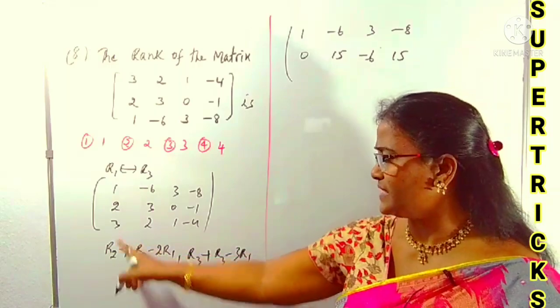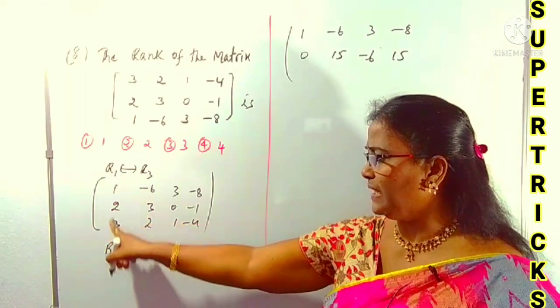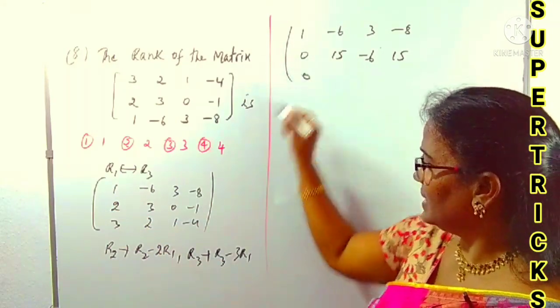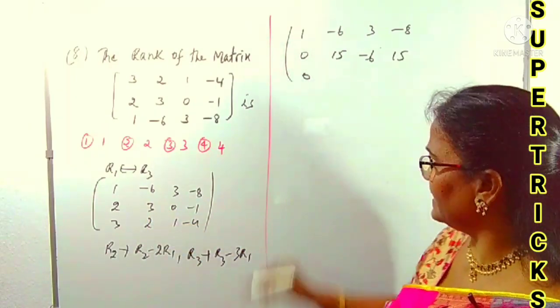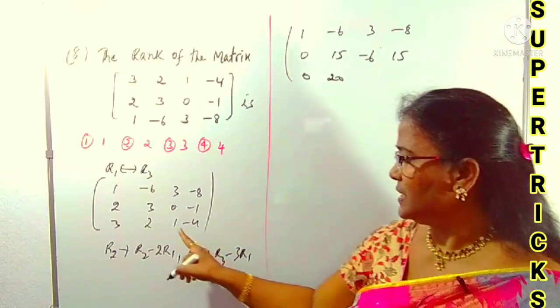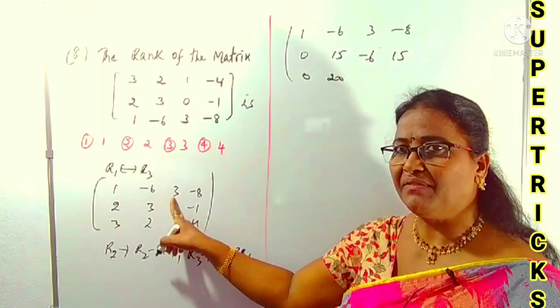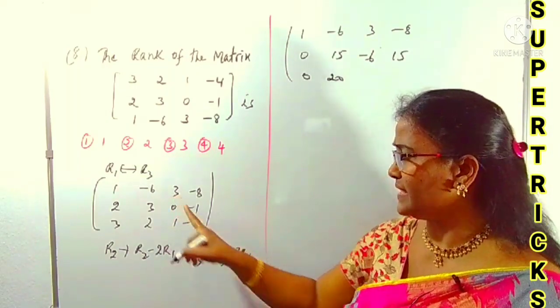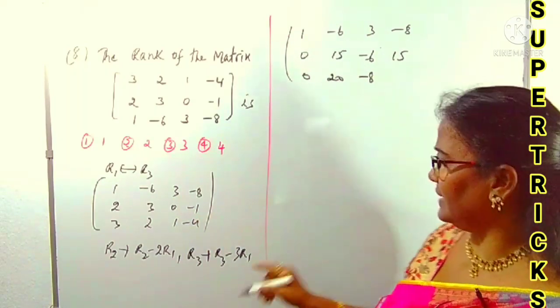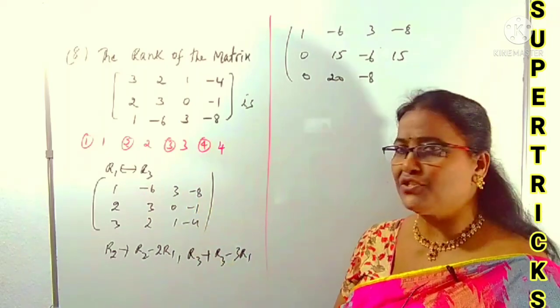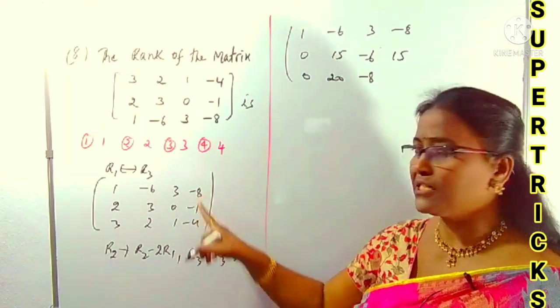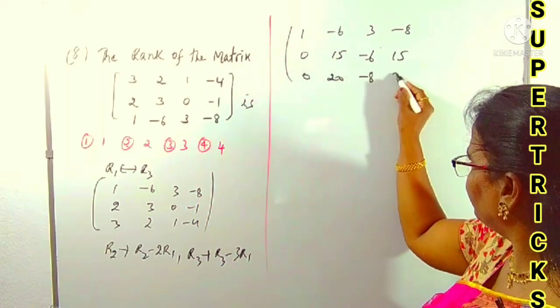Right, next the last one. It is multiplied with 3. 3 minus 3 is 0. 3 sixes are 18. 2 plus 18 is 20. Here 1 is there. This is multiplied with 3: 3 threes are 9. 1 minus 9 is minus 8. Then minus 4 with 3 eights: 3 eights are 24. Minus 4 plus 24 is 20.